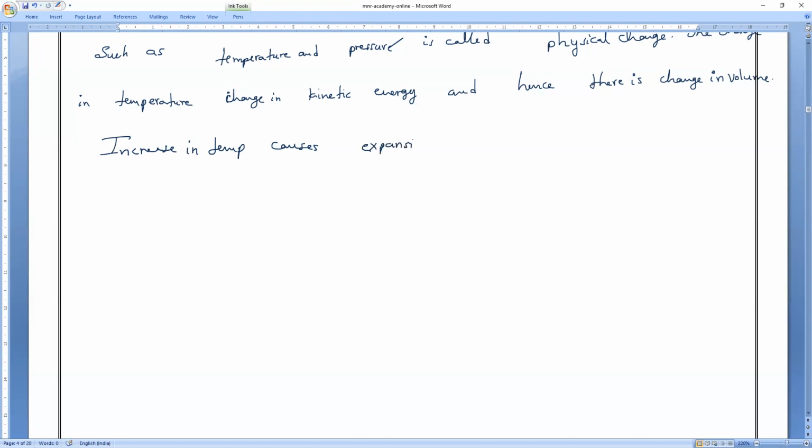Kinetic energy increases or decreases? Increases. It causes expansion in volume. This change in volume, what do we call it? Thermal expansion. Okay, everyone?